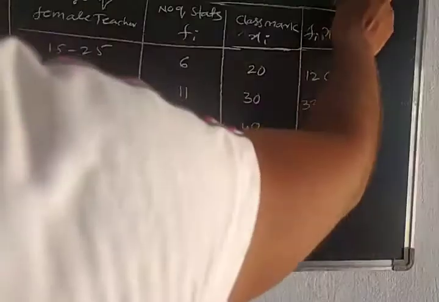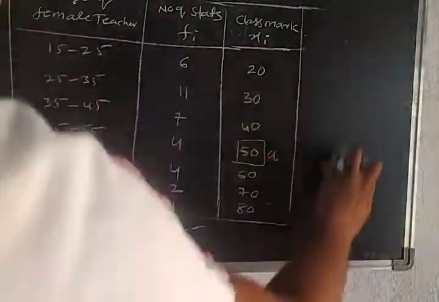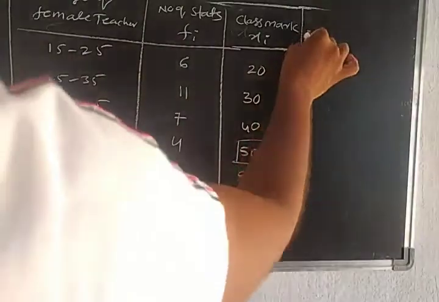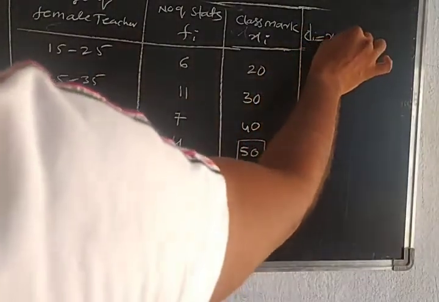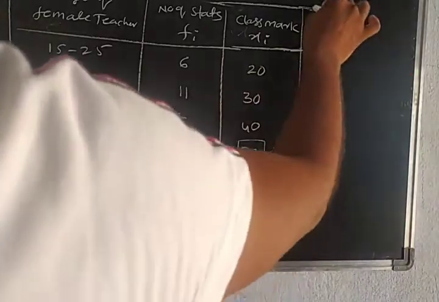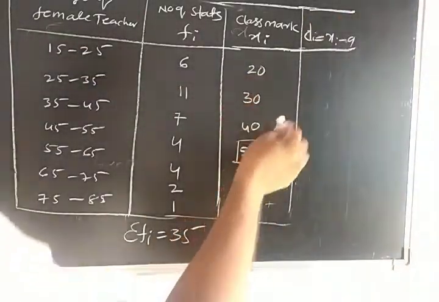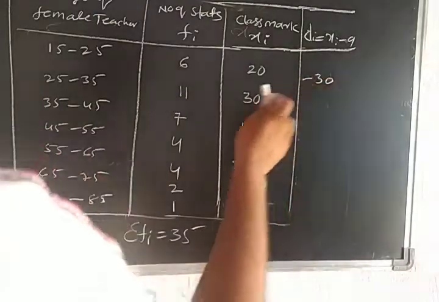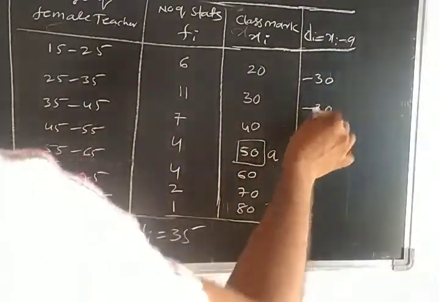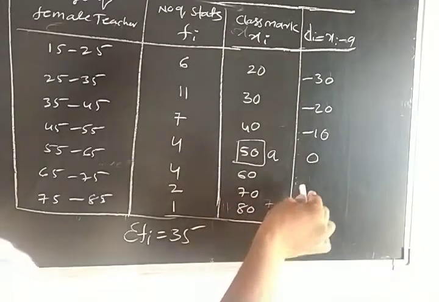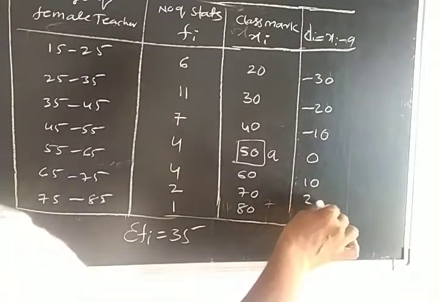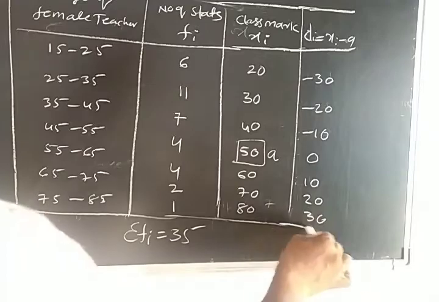After choosing the assumed mean, we have to find the di column. The di column is xi minus a. So 20 minus 50 is minus 30, 30 minus 50 is minus 20, 40 minus 50 is minus 10, 50 minus 50 is 0, 60 minus 50 is 10, 70 is 20, 30. These are the di's.